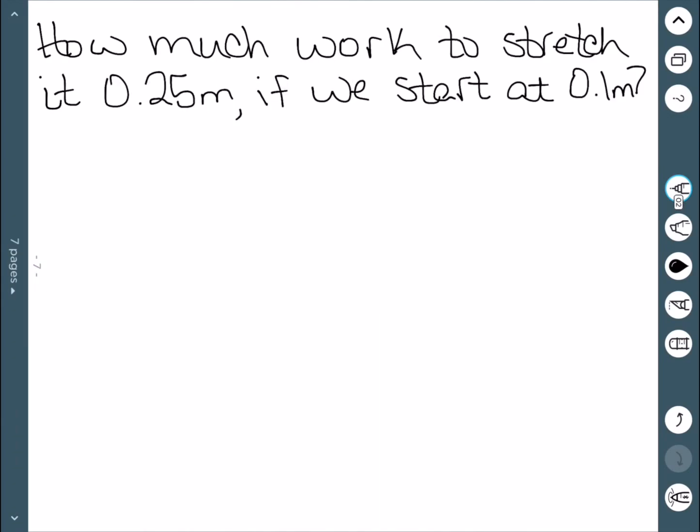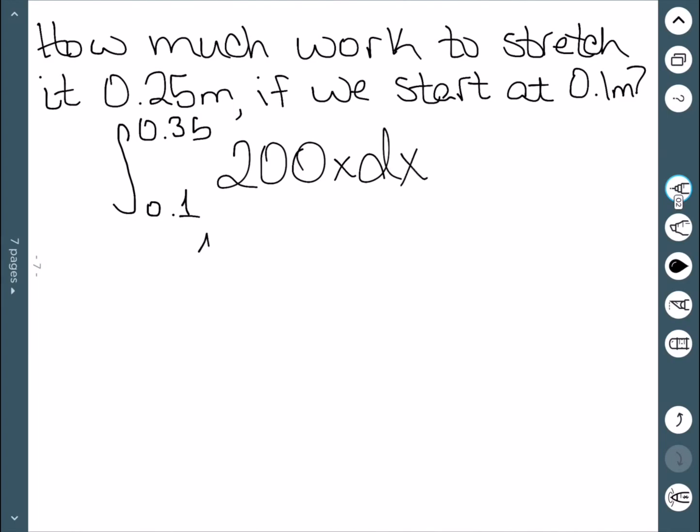We're going to change this slightly and see how much work it would take to stretch it 0.25 meters if we started at 0.1 rather than the equilibrium. Therefore, my lower bound is going to be 0.1 since that's my starting point. Since I'm stretching it 0.25 from here, my upper bound is going to be 0.35. That way we actually do move a total of 0.25 meters.